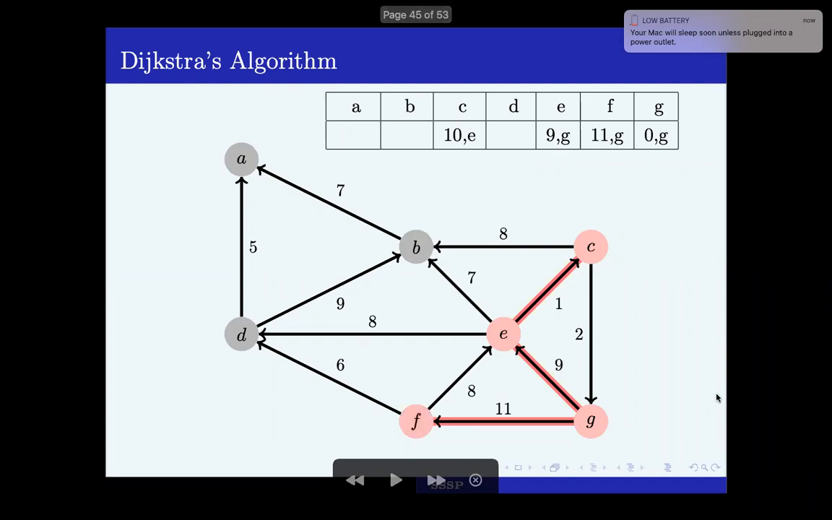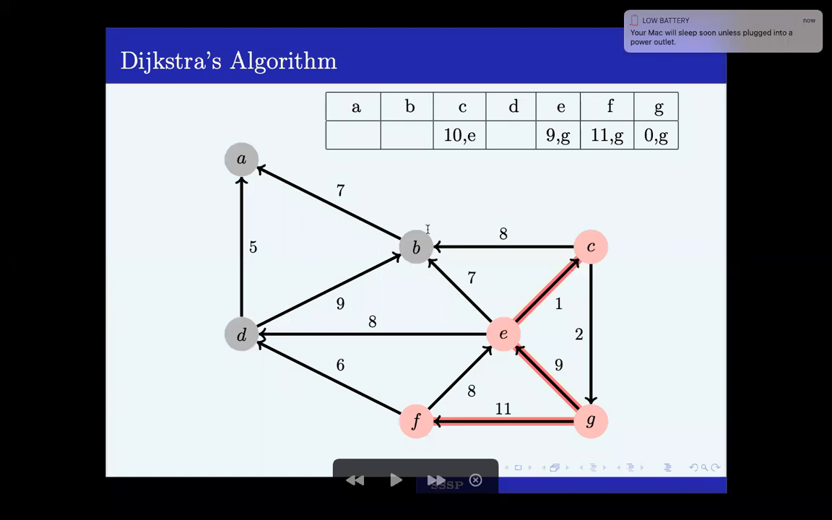The next one I take is F. Now I do this again. F to E doesn't matter, it's within the boundary and I already know it. F to D: till now D was 17, and F to D is 6 plus 11, also 17. I could update it, but 17 and 17 are the same. So D is 17, B is 16, and that's it.